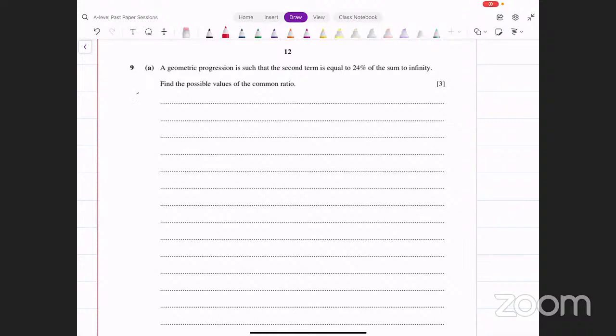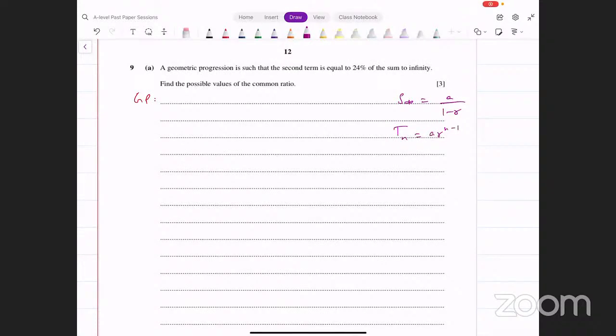Geometric progression. GP का sum to infinity formula क्या होता है? Formula sheet में लिखा होता है, sum to infinity is A over 1 minus R. The term formula क्या होता है? Tn equals A R raised to power n minus 1. Again, it's given in the formula sheet.